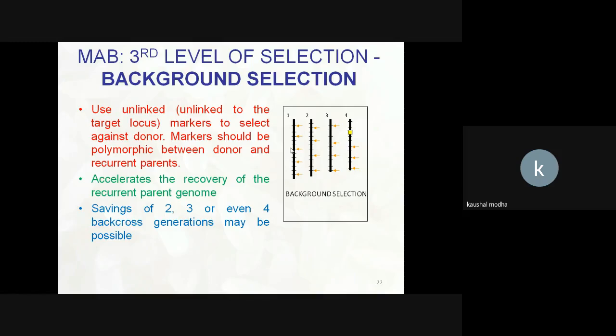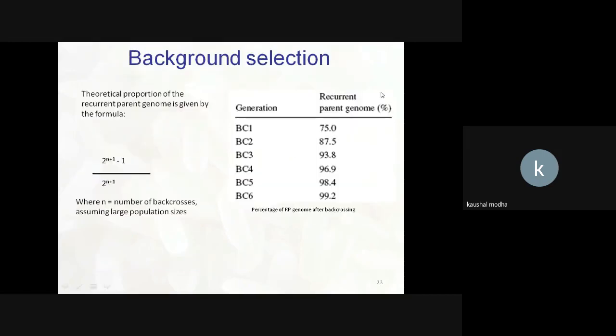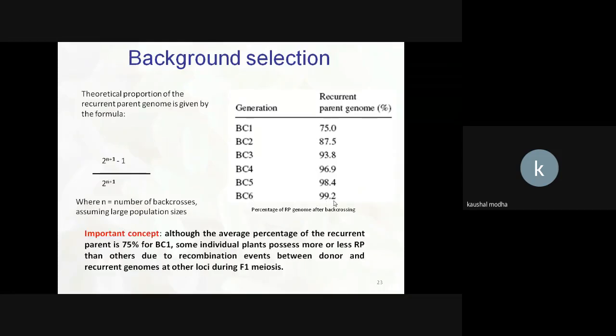So we apply background selection utilizing the polymorphisms or markers which are not linked to the target locus but unlinked to the target locus. So we can accelerate the recovery of recurrent parent. So this is the conventional way. We need 6 backcrosses to achieve 99.2% recovery from recurrent parent. But with marker-assisted selection, it is possible within backcross 3.